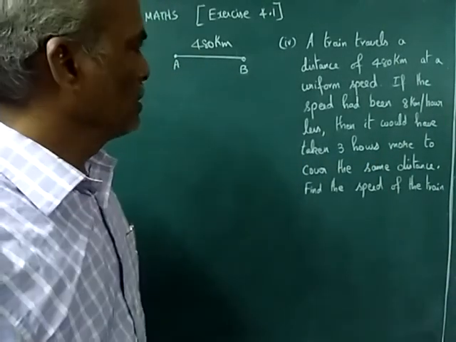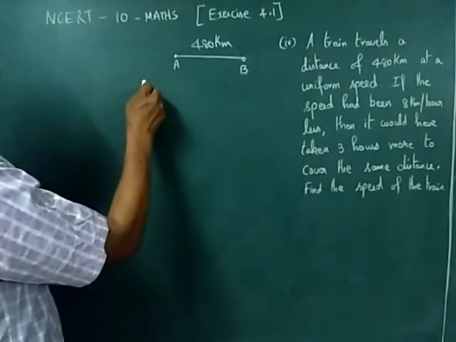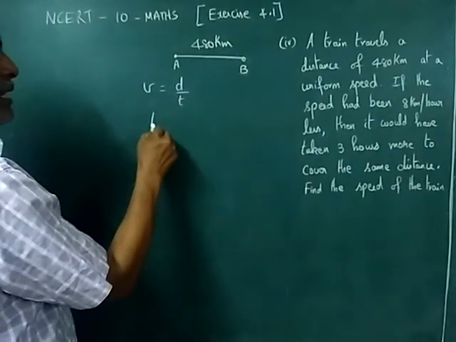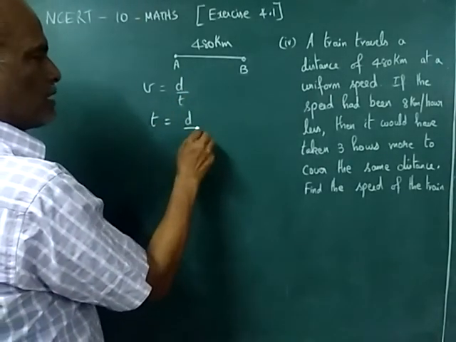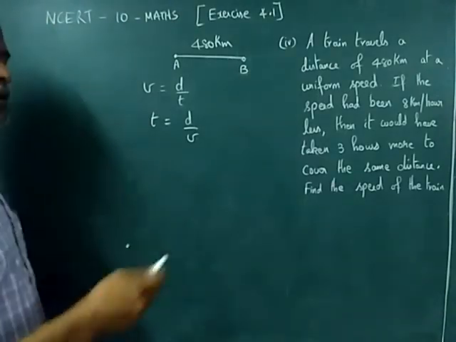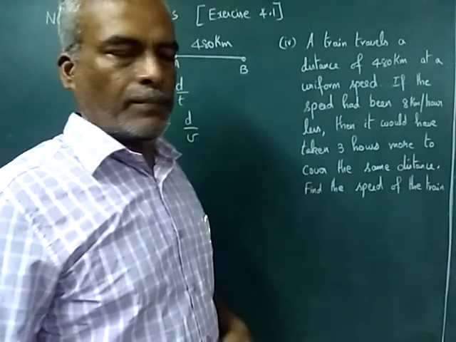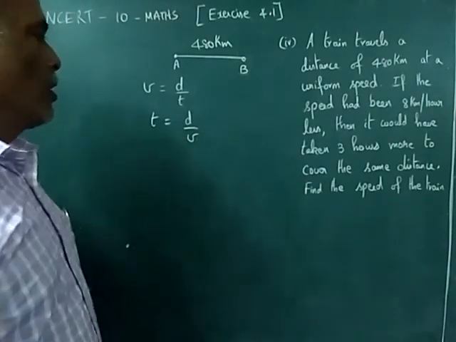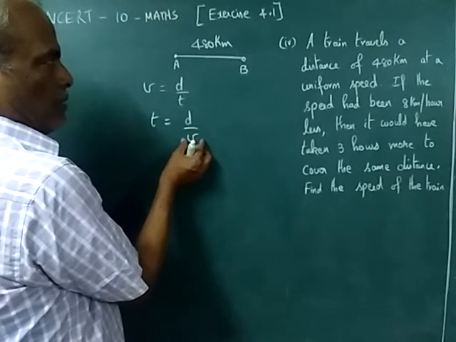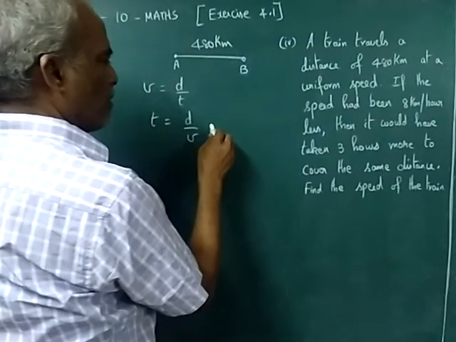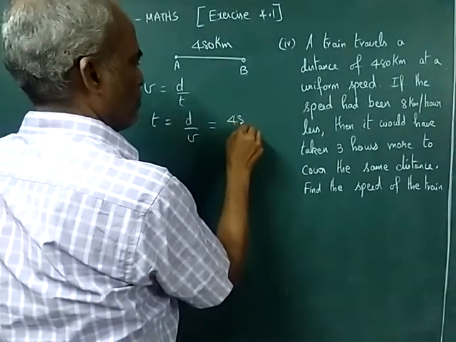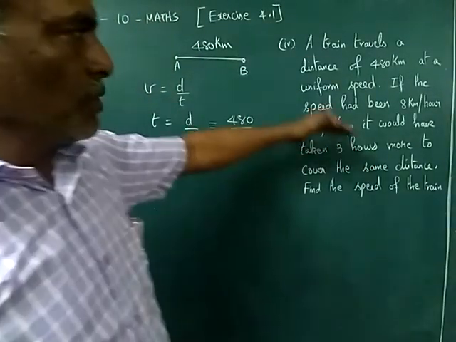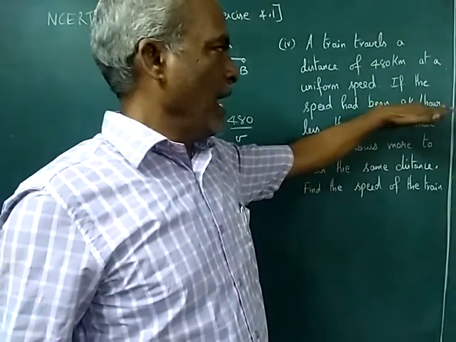This is the question. Now we all know that velocity is equal to distance by time. Therefore, time is equal to distance by velocity or speed. So, time is distance by speed. Now it is traveling with a uniform speed. What is the distance it is covering? 480 km divided by V.